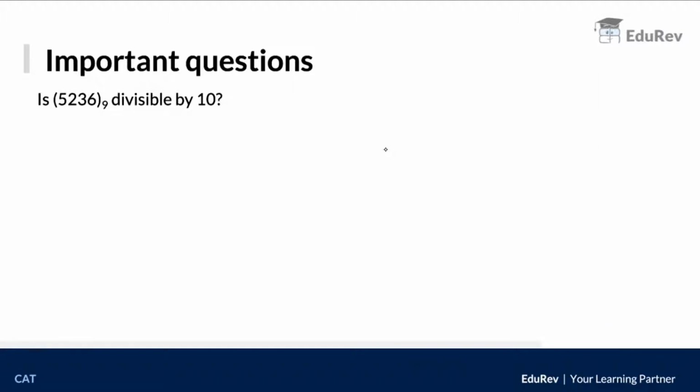Now, let's look at this question. This is a CAT level question. A similar type of question had been asked in CAT 16 and 17. Now the question is: is 5239 to the base 9 divisible by 10? Okay, the base is 9.